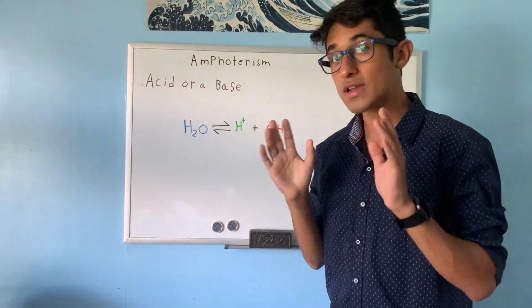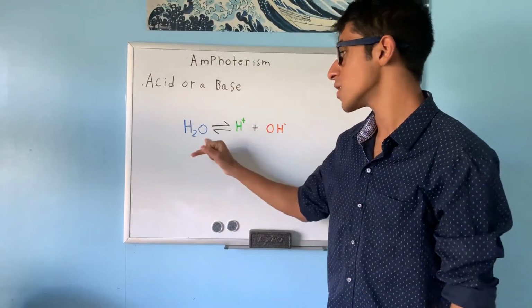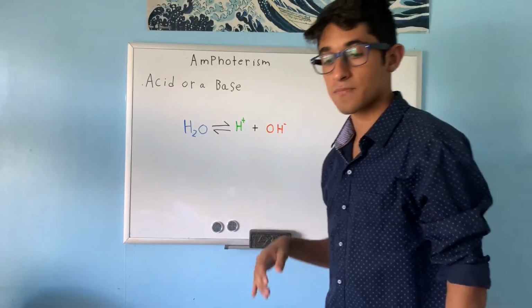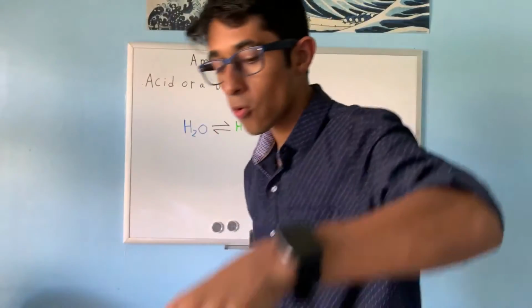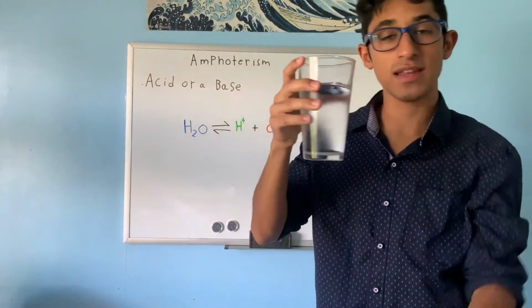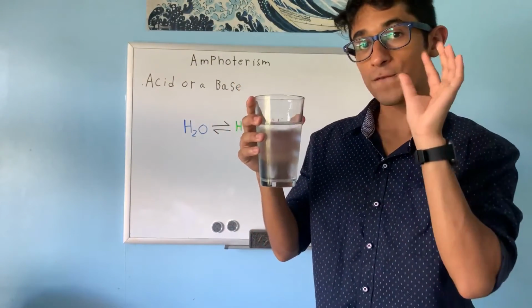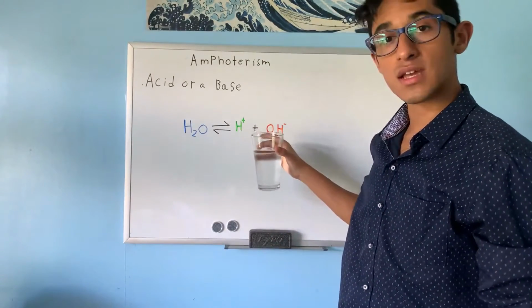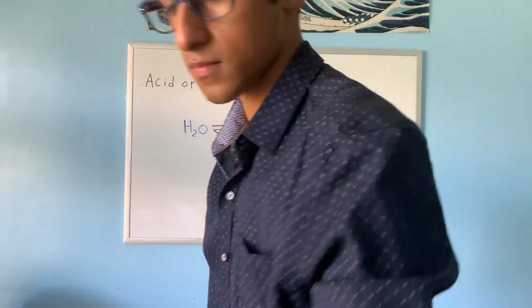H2O, only 1 in a billion particles of H2O will dissociate into H plus or OH minus. That means in this whole cup of water, if we pretended that it was pure water, there are only a few, just like a handful of particles of H plus ions and OH minus ions.